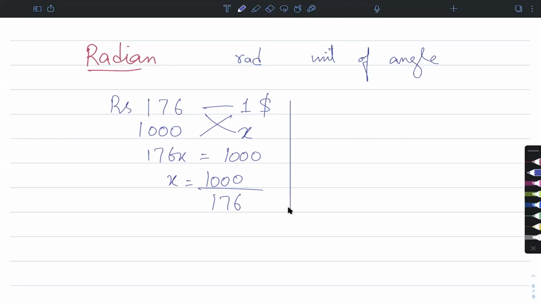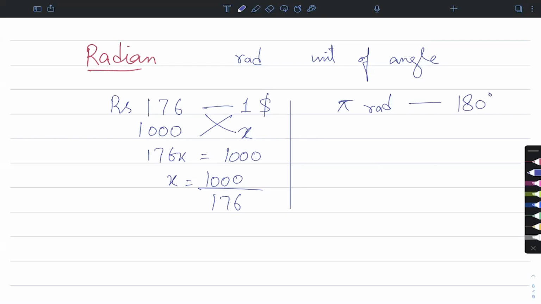Just like that, you have a similar factor for radians. Pi, you know pi has a value of 3.142, and that many radians is equal to 180 degrees.